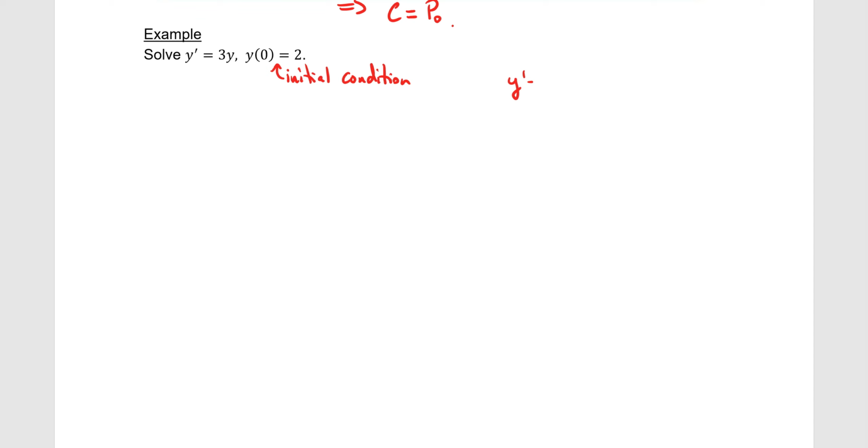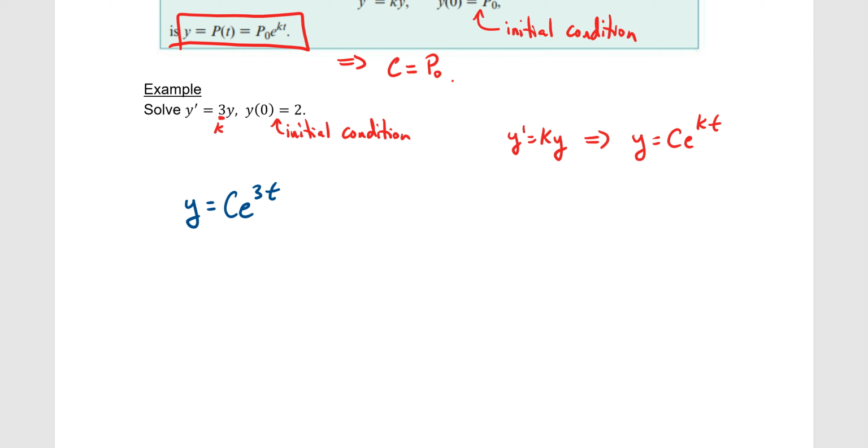So we could go through and do what we just did and say, here's our differential equation. We know the solution is going to be in this form, y equals c e to the kt. And we can go ahead and start by writing it out like this: y equals c e to the 3t, because our 3 is our k value here. And then we could find c, or we can just use this property right up here and say, well, the initial condition is y of 0 equals 2. That means c has to be 2.